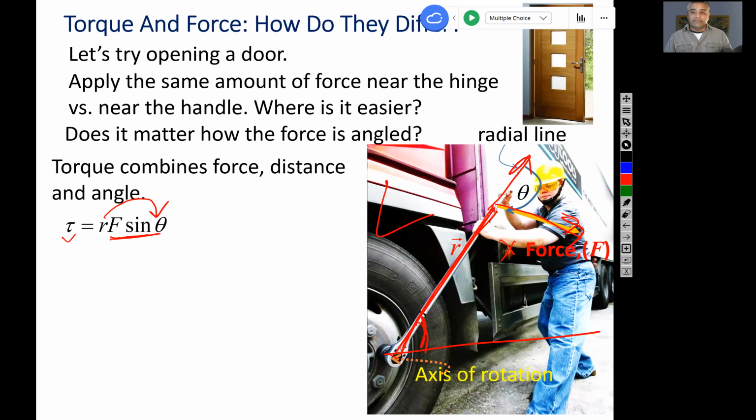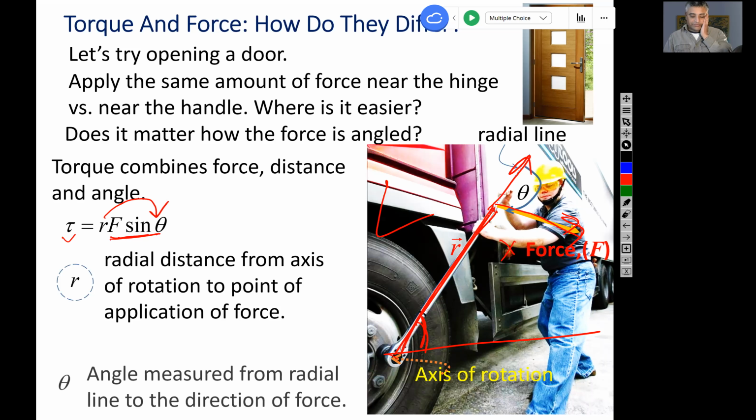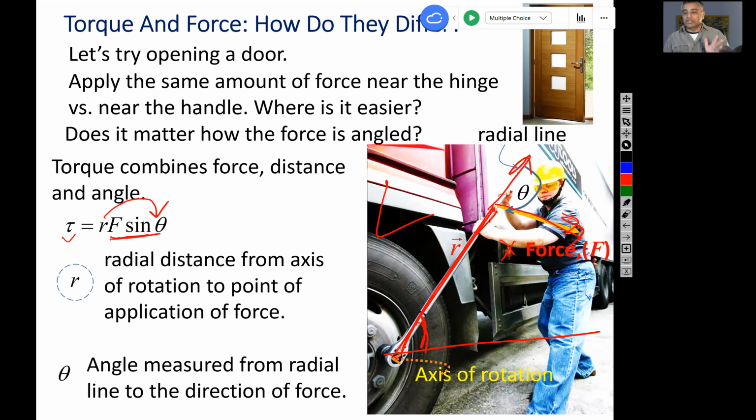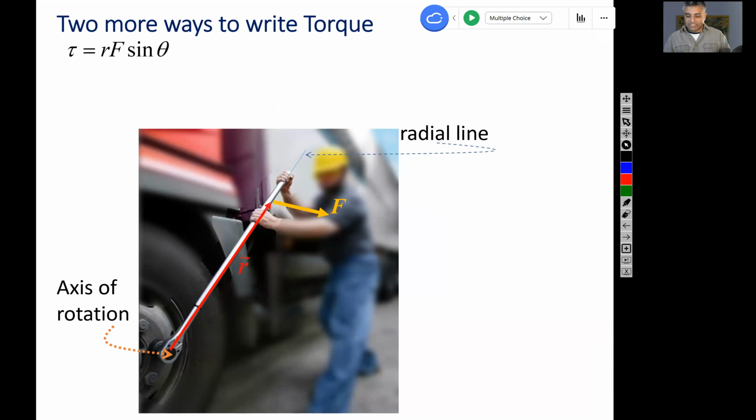So in fact, we write the torque in those three different forms, okay? We can write torque in three different ways. This one is 1. And what are the other two? We combine sine theta with either R or F. Let's look first at combining with F, okay? So let's combine with the F.